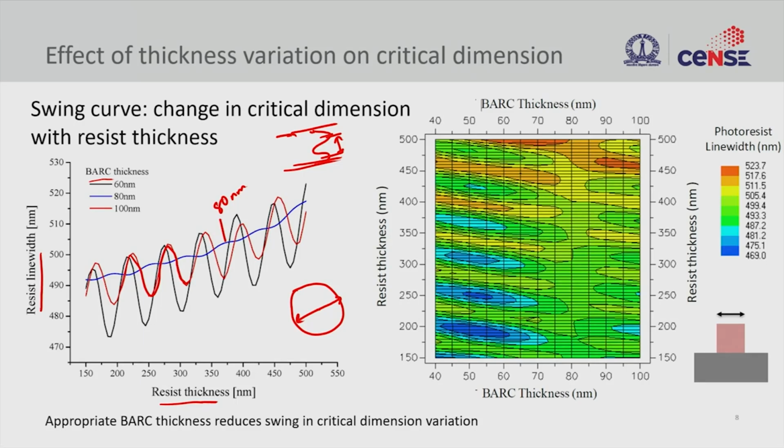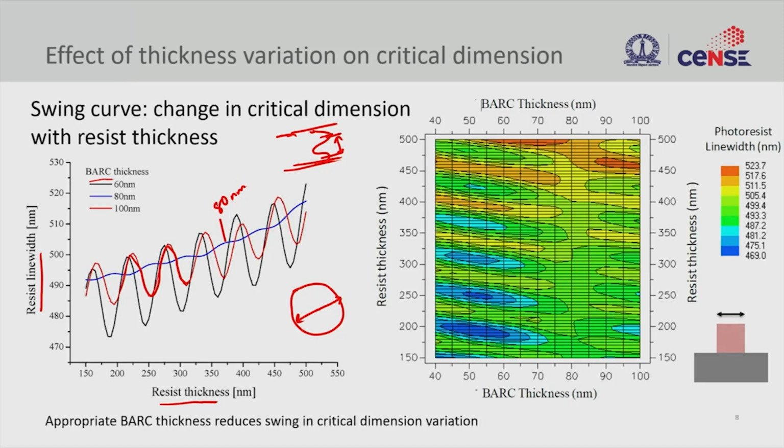And here bottom anti-reflective coating is helping you to solve that problem, because the standing wave that you get is almost arrested completely. And that is what we see on the right side map. So, on the x axis, bottom and top, you have BARC thickness, and on the left and right you have the resist thickness variation. The color shows the line width.